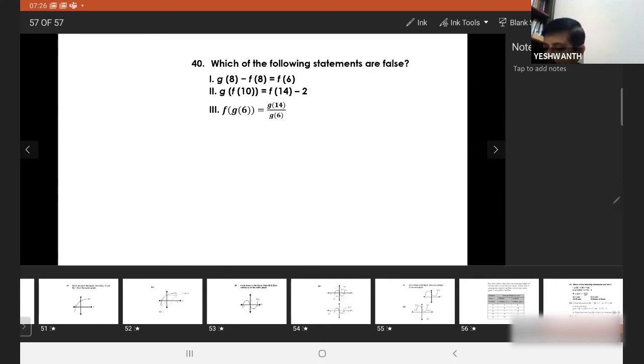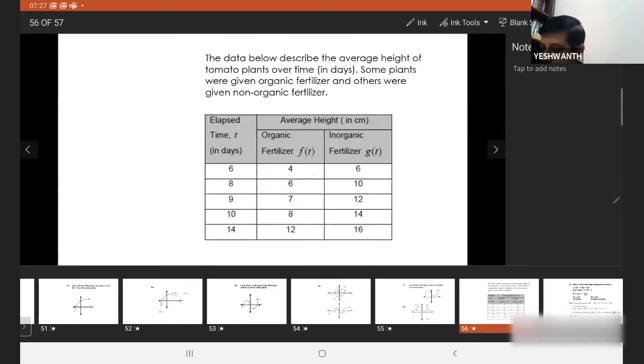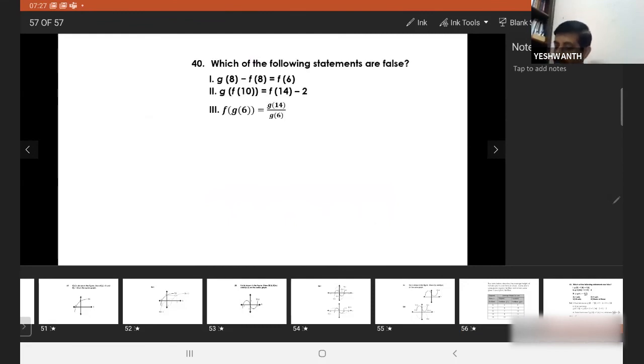g of 8 minus f of 8 is f of 6. g of 8 minus f of 8. What is g of 8? g of 8 is 10. f of 8 is 6. g of 8 minus f of 8 is equal to 4, which is also equal to f of 6. So now see what he gave. Yes, option 1 is true.